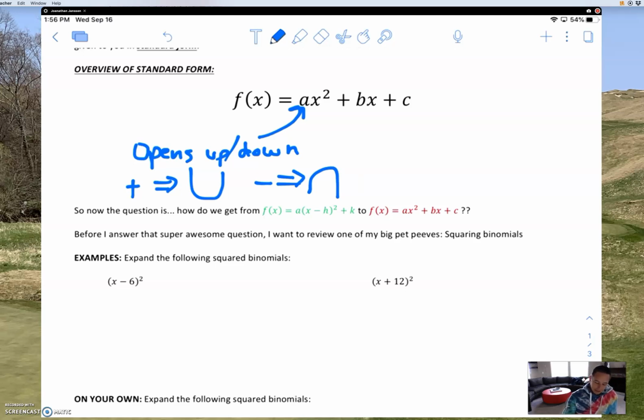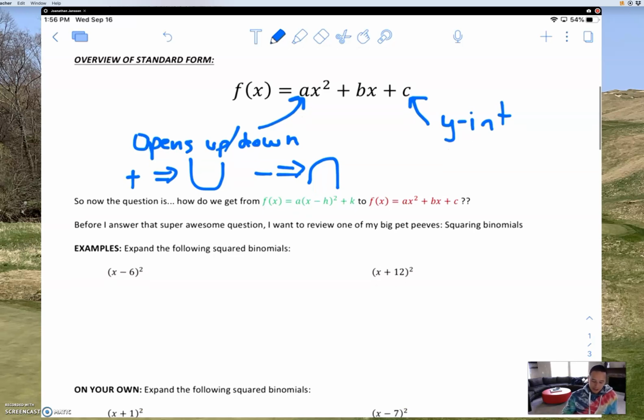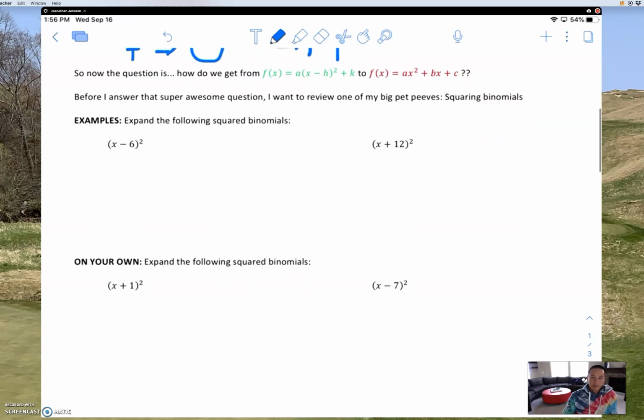But now we've got this other letter C on the outside, and this C very easily tells you the y-intercept. We're going to be looking at A, B, and C and how those relate to it later on. But the question for now is, how do we get from vertex form, that's a times x minus h squared plus k, to look like this: ax squared plus bx plus c? So we're not going to have any parentheses anymore.